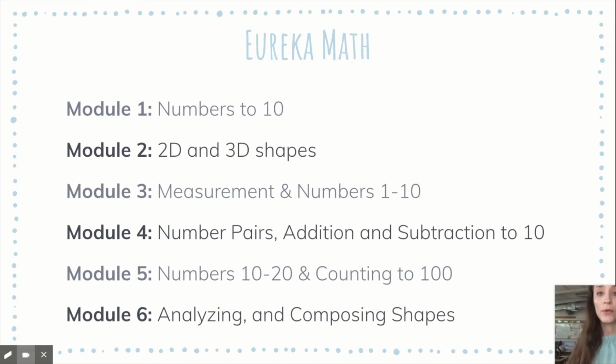In Module 2, we'll be hopping into 2D and 3D shapes. Then in Module 3, we'll switch over to measurement and numbers 1 to 10 again. In Module 4, we'll look at number pairs and start doing some addition and subtraction within 10. Module 5, we'll finally start learning about numbers from 10 to 20 and practice our counting all the way up to 100, but we're likely going to be starting that a little bit earlier.